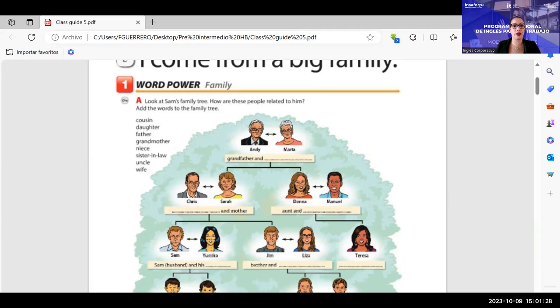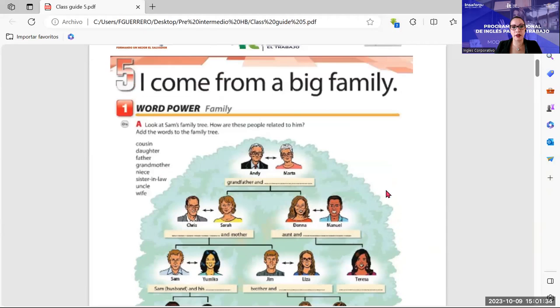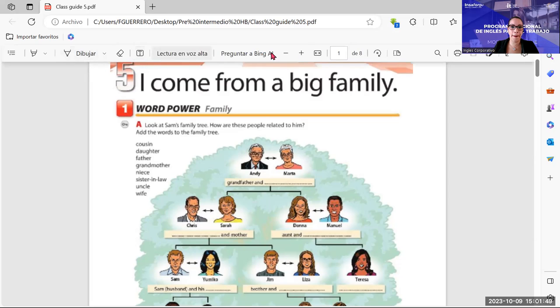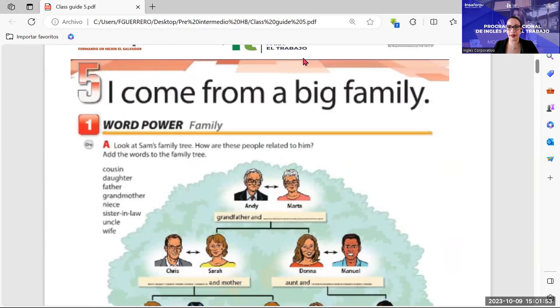So we're going to start the class today with section number 5. The topic, as you can see here, is I come from a big family. To start with, we have some vocabulary in the word power section about family. So what do we have here? Let me make this a little bit bigger. And there we go. Okay, this is the vocabulary that we have.